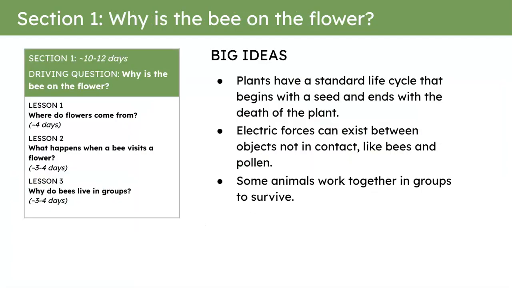Through the storyline of Section 1, students gain an understanding of these standards-based big ideas. Plants have a standard life cycle that begins with the seed and ends with the death of the plant. Electric forces can exist between objects not in contact, like bees and pollen. Some animals work together in groups to survive. Combined, introducing this anchoring phenomenon and Section 1 should take about 10 to 12 days to complete.